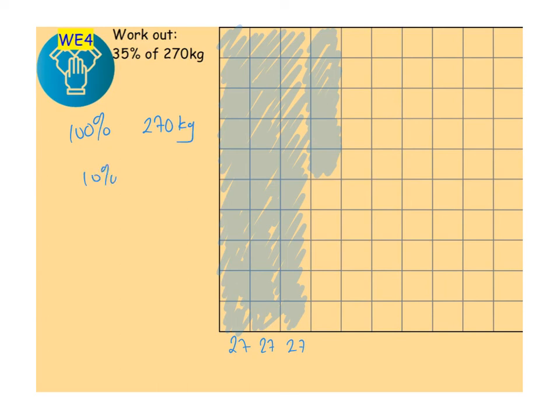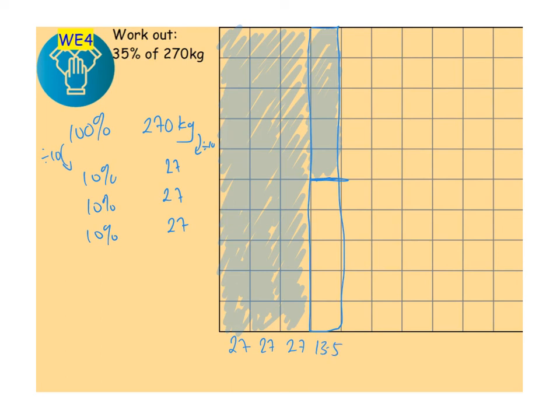10%, well, to find 10% I divided by 10. 27. I need 3 of those. And I also need 5%. 5% is half of this whole column. The whole column is worth 27, and I need half of 27. Half of 26 is 13, and half of 28 is 14. So this must be 13.5.